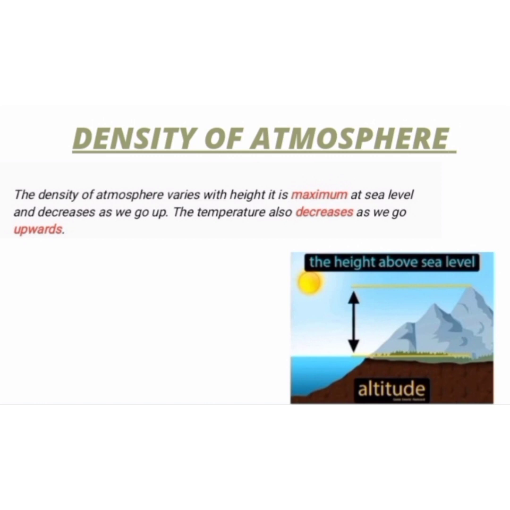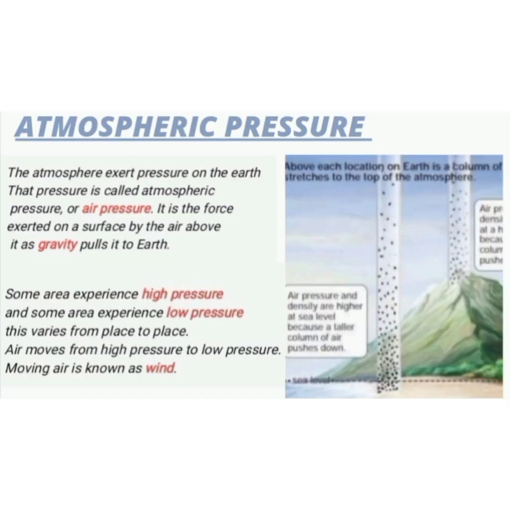Now you see that the density of the atmosphere varies with the height. It is maximum at sea level and decreases as we go up, and the temperature also decreases as we go upwards. The atmosphere exerts pressure on the earth. That pressure is called atmospheric pressure or air pressure.